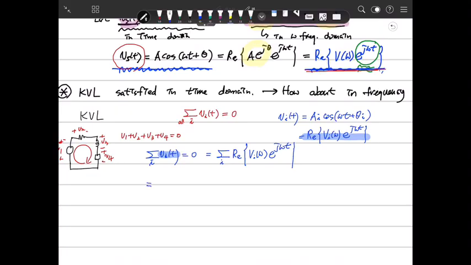This is real, so it is the same as the real part of the sum, because this is a sum. So it is the same way: the sum over all i of Vi omega times exponential j omega t. The exponential j omega t is the common term here, and we have the sum over i of Vi omega.